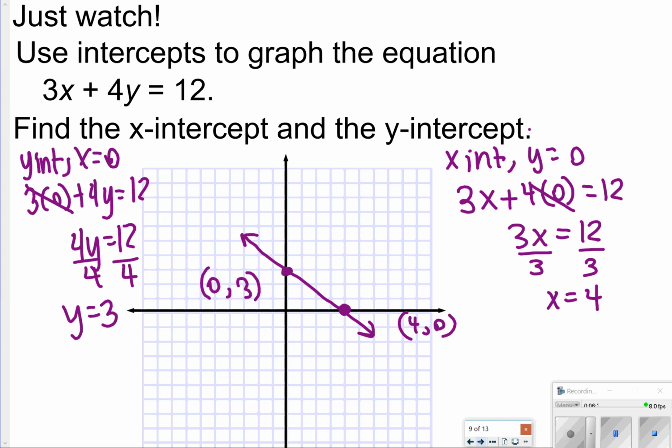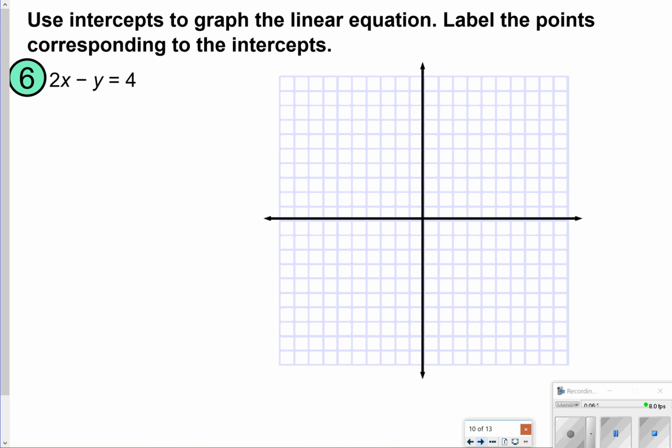Okay? So here's one that you're going to try. Again, you're going to find the x and the y intercepts to plot the points. So let's go ahead and pause the video here so you can try it by yourself. And then once you're done, click play to check your work.